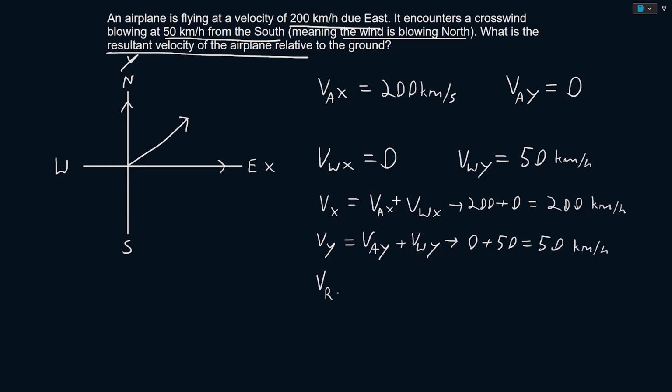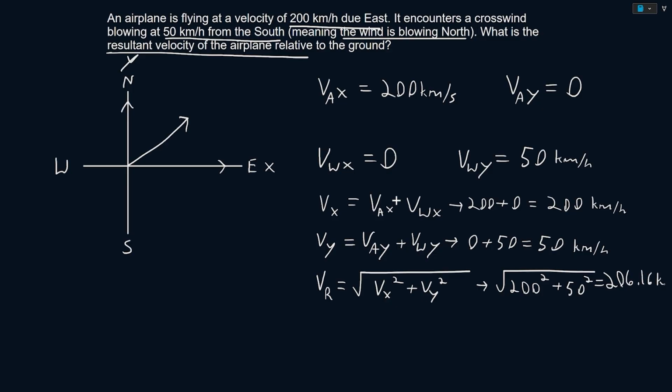The velocity of the resultant component can be found by taking the square root of the sum of the x and y components squared. This gives us the square root of 200 squared plus 50 squared. This equals 206.16 kilometers per hour.